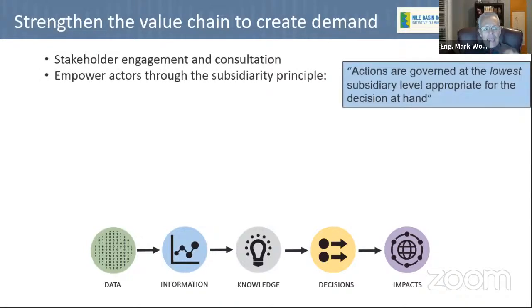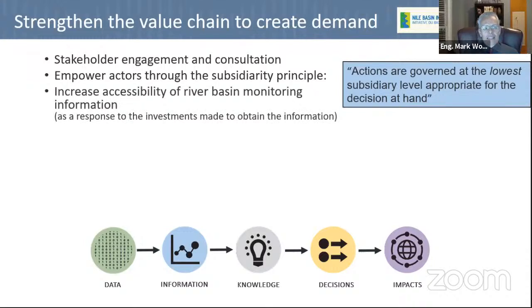We empower actors through the subsidiarity principle, which is that actions are governed at the lowest level appropriate for the decision at hand. We give as much autonomy as we can to each of these actors. And that's clearly a policy change and a policy item to consider. We increase the accessibility of river basin monitoring information. There's a lot of effort and investment that's been placed into obtaining it, and the best benefit we can get out of it comes from making it accessible.